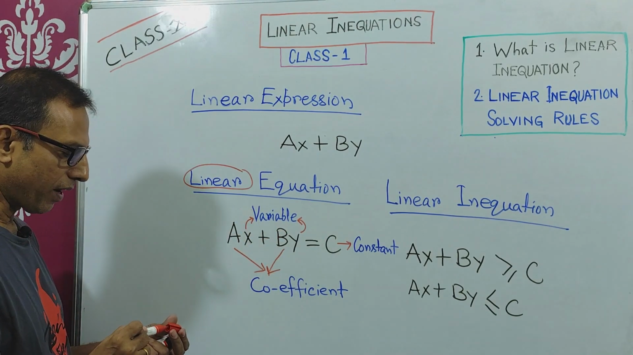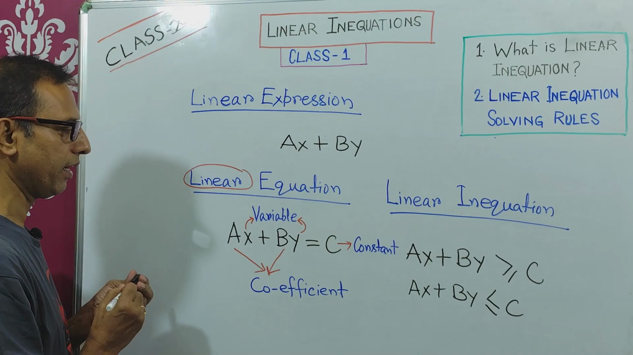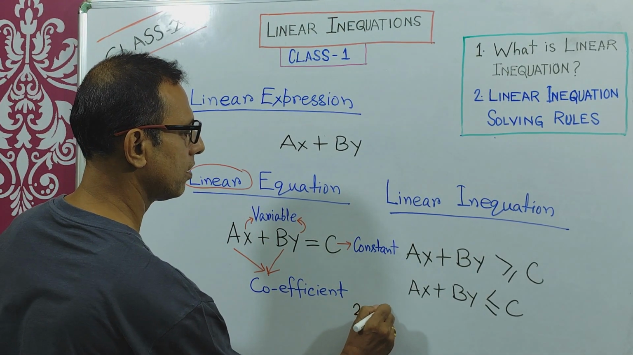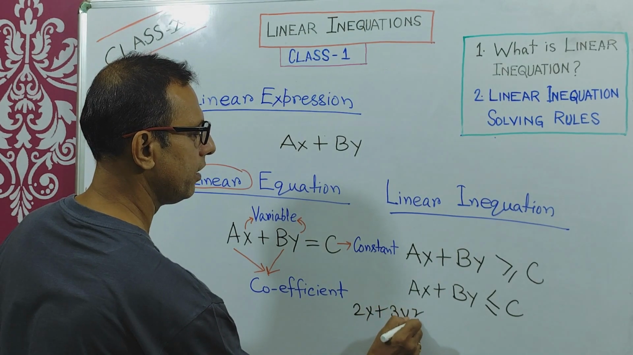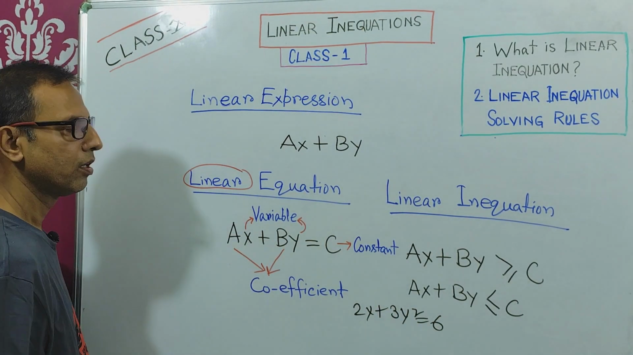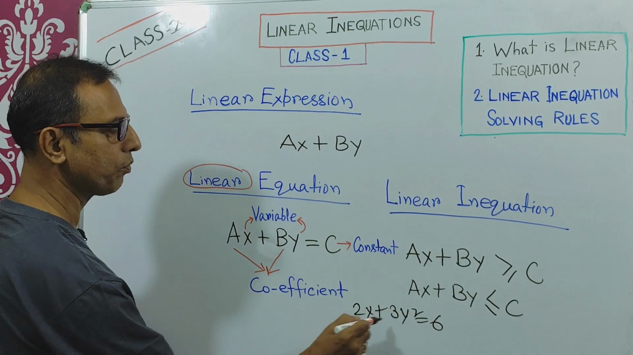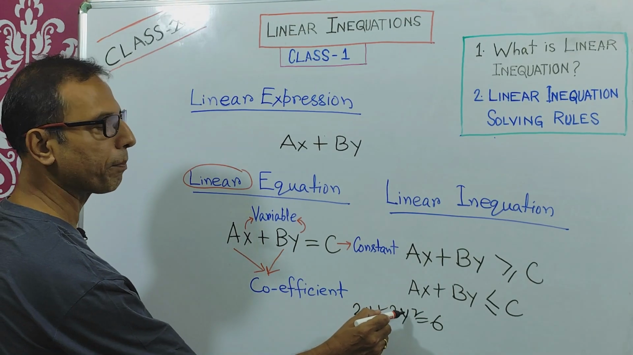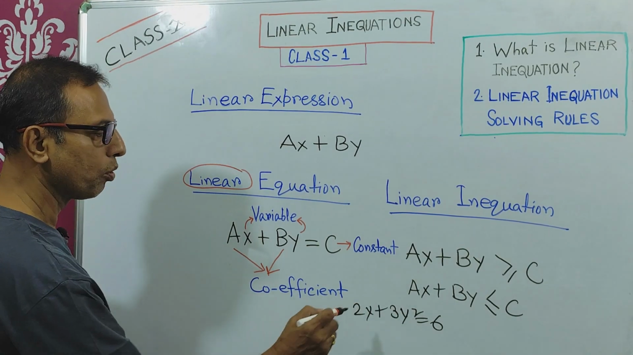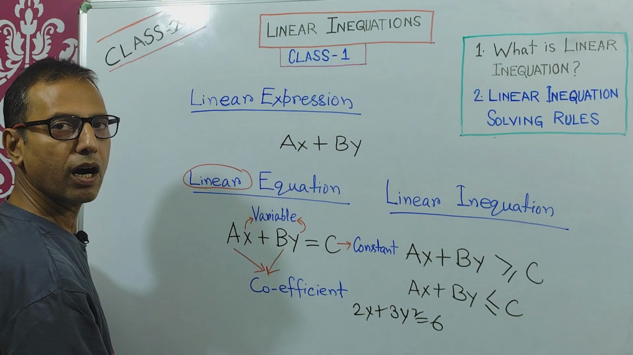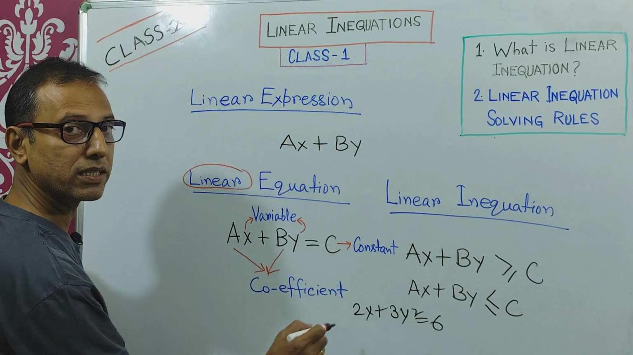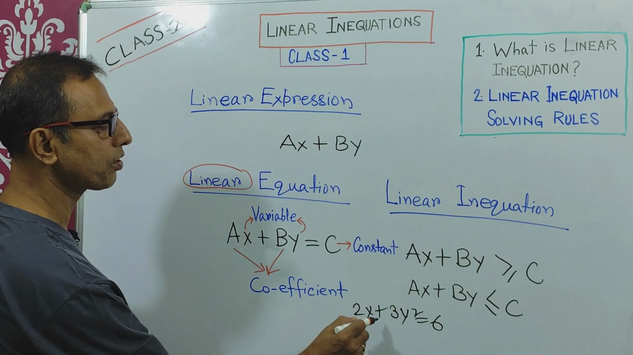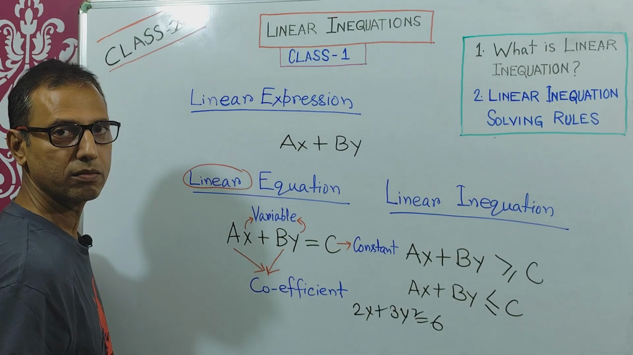If I say there is one equation, let's say 2x plus 3y square equals to 6, I cannot say this is a linear equation, because the power of variable x is 1, but the power of variable y is 2. So if the maximum power of the variable in an expression, equation, or inequation is 1, then only it is called linear. Okay.